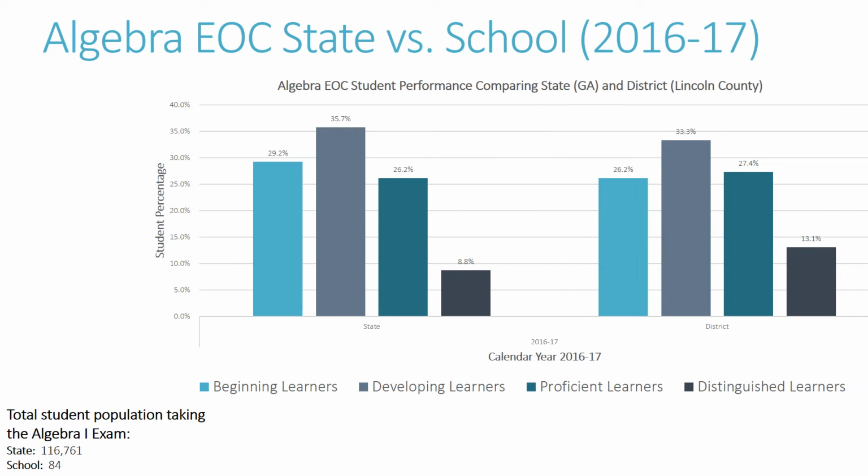Now we're going to dig in and take a look at our EOC performance, specifically with our Algebra 1 results. We're going to take a look at 3 years, but I've broken them down year by year just so we can compare our high school results with those of the state more clearly.